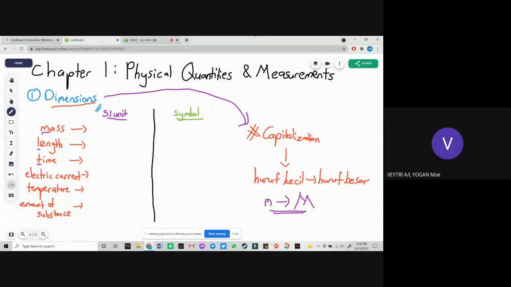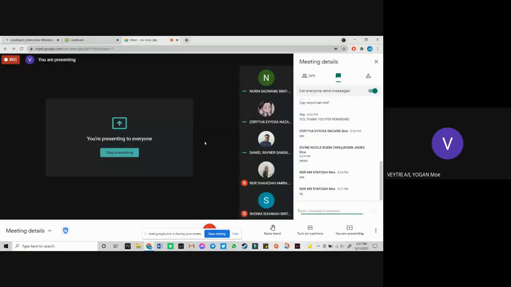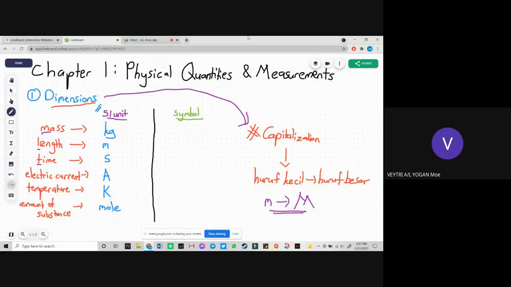Okay, now, what is the SI unit for mass? Anyone? SI unit for mass? Kilogram. kg, yep, kg. Next, what's the SI unit for length? Meter. Okay, meter. What is the SI unit for time? Second. Okay, electric current. Ampere. Very true. Next, temperature. Kelvin. Yep, Kelvin. And next, amount of substance. Mole. Yep, mole. Okay, benda mole ni you guys will learn quite deep in chemistry. So don't worry.